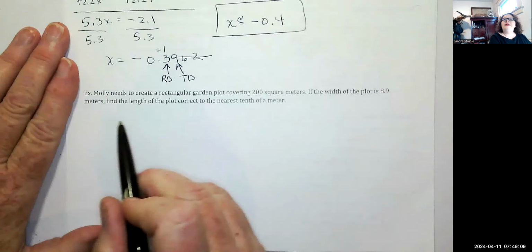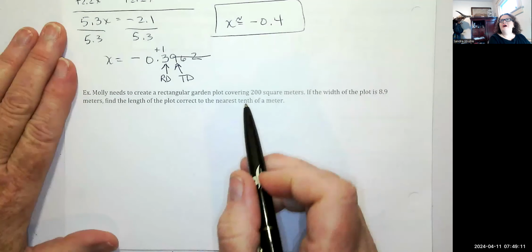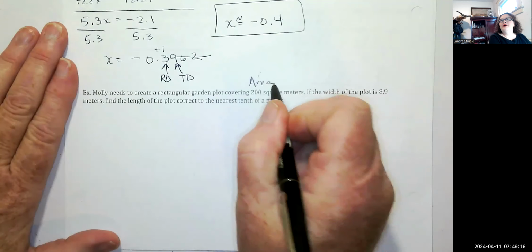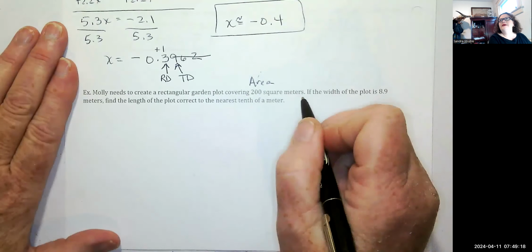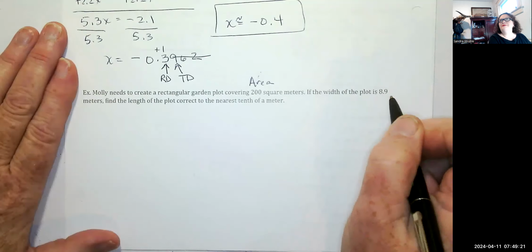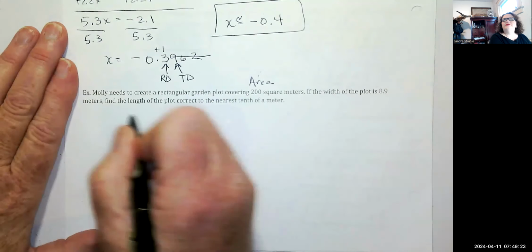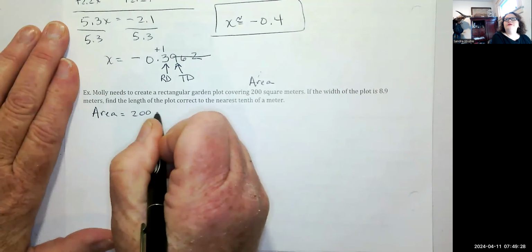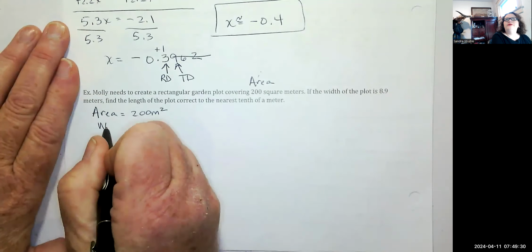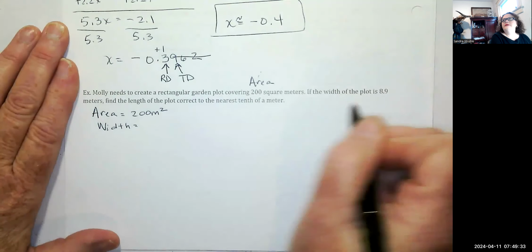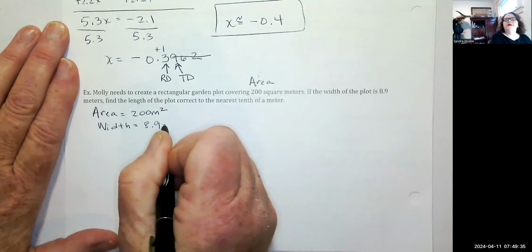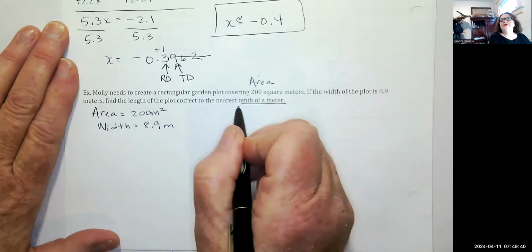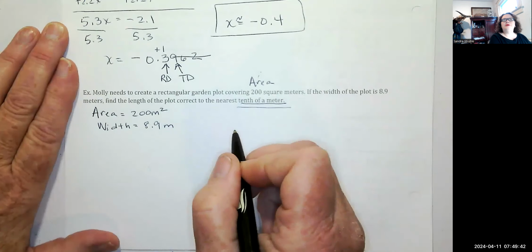All right. Molly needs to create a rectangular garden plot covering 200 square meters. That means that's area, because we know area is measured in squares. If the width of the plot is 8.9 meters, okay, so I'm going to write this. Area, just so that I know this, is 200 meters squared, and the width is 8.9 meters. Find the length of the plot correct to the nearest tenth of a meter. All right, so I'm going to have to round to the tenths place.